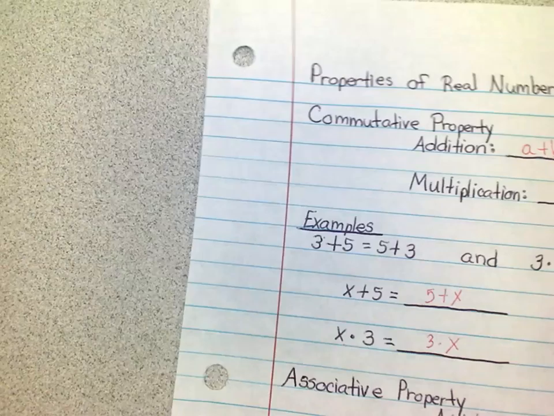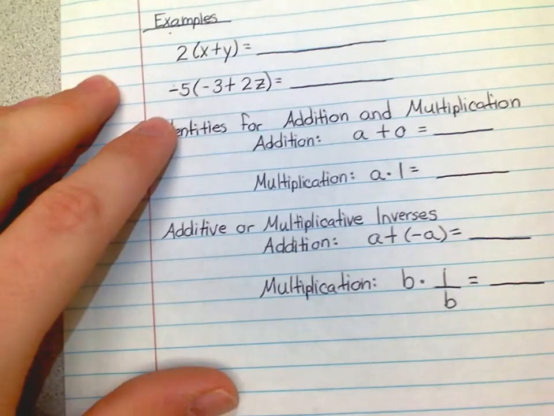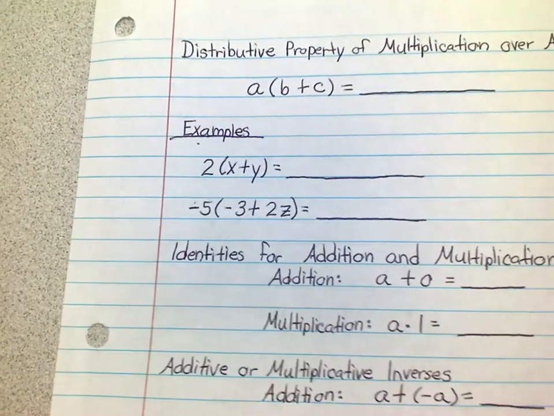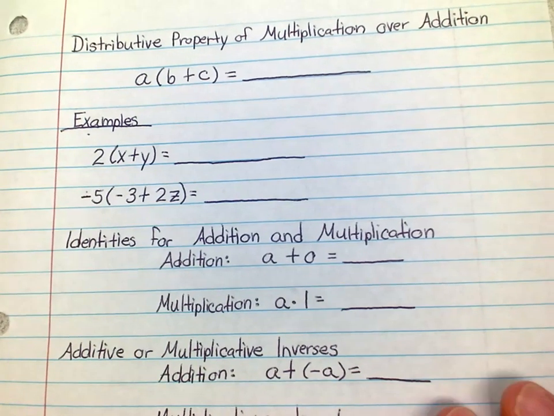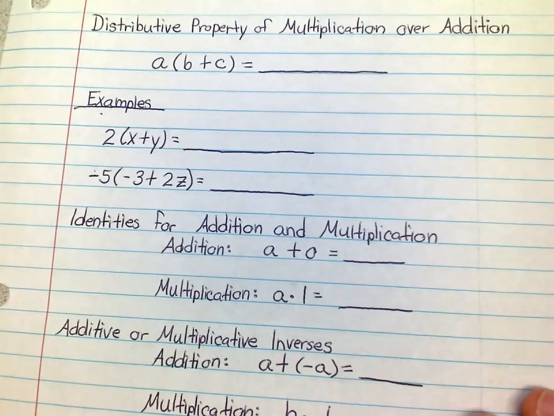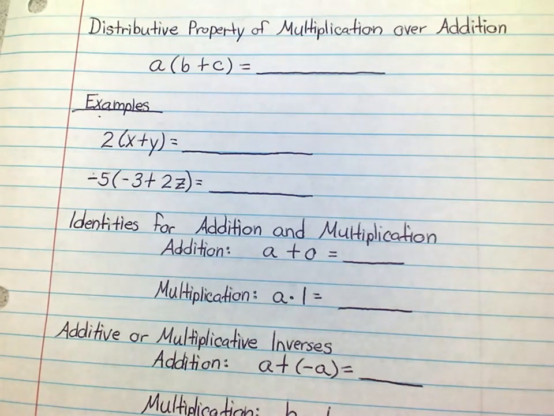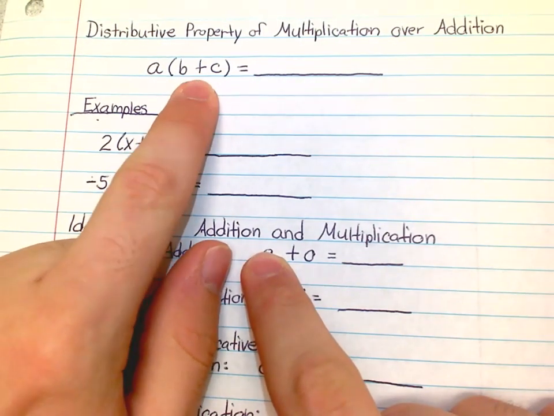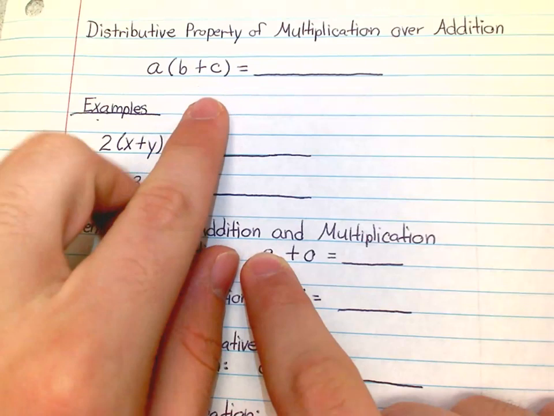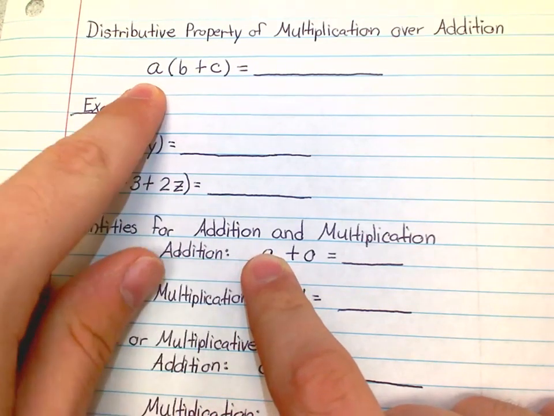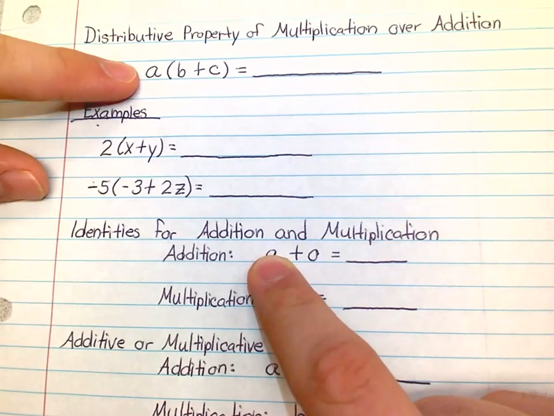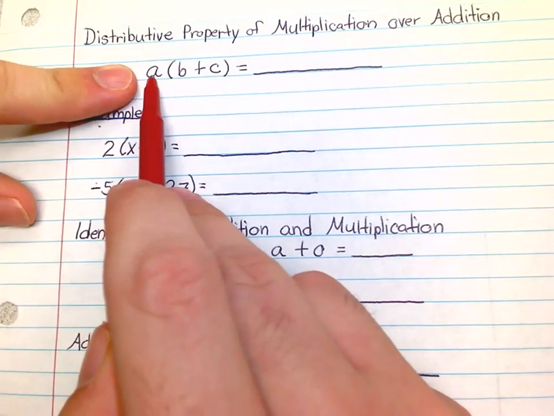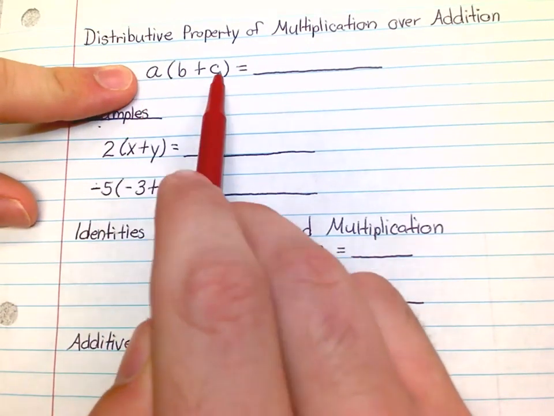Okay, the next aspect we need to discuss for properties of real numbers includes the distributive property over multiplication and addition. This is going to take what we just learned and combine it together. So we see that there's a grouping here, B plus C, inside this set of parentheses, but there's an A outside. What's really happening here is saying that we need to take this A and distribute it across everything inside that grouping.